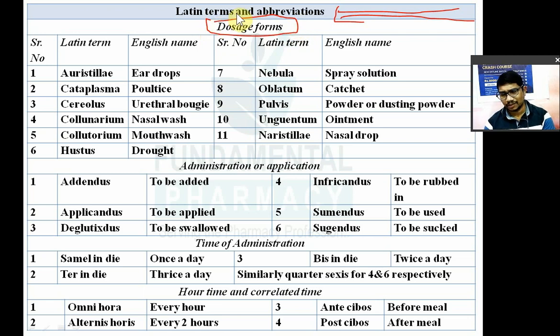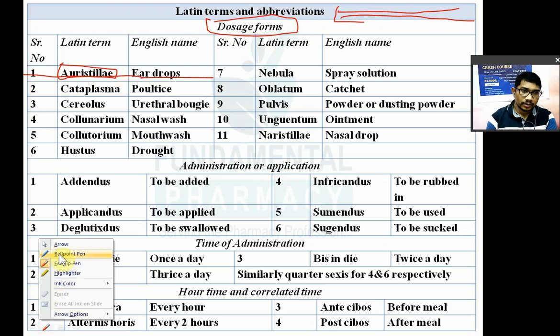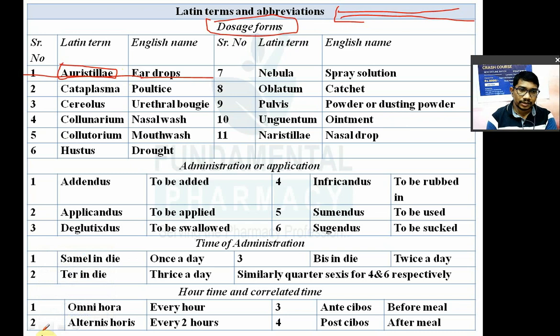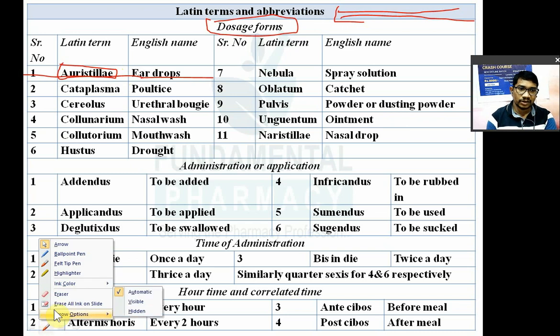तो उसके लिए लैटिन टर्म्स कौन सा है? So you can see, first is nothing but the auristilli. So it is a term for ear drop. इसके ऊपर क्वेश्चन आ चुका है. Auristilli is the Latin name. Auristilli means ear drop. Am I audible to you? Auristilli means ear drop and the Latin term is auristilli.